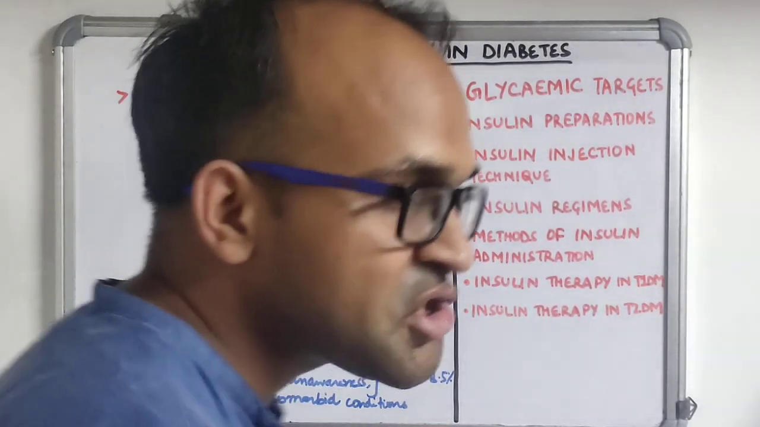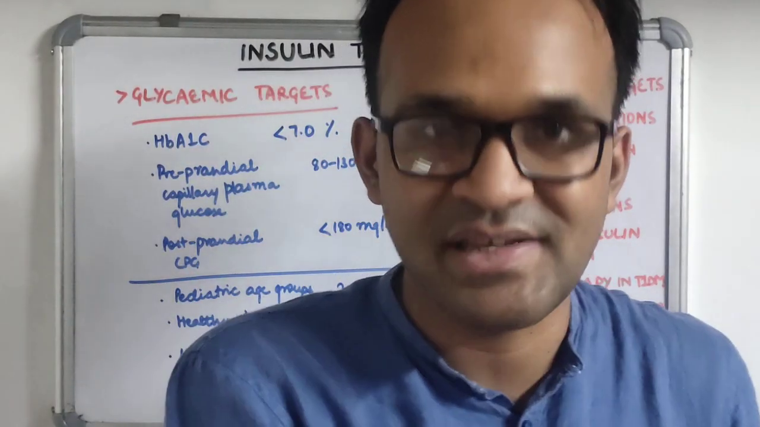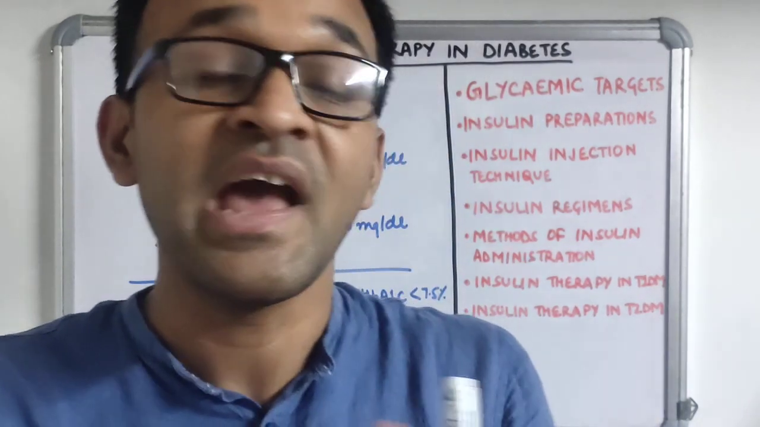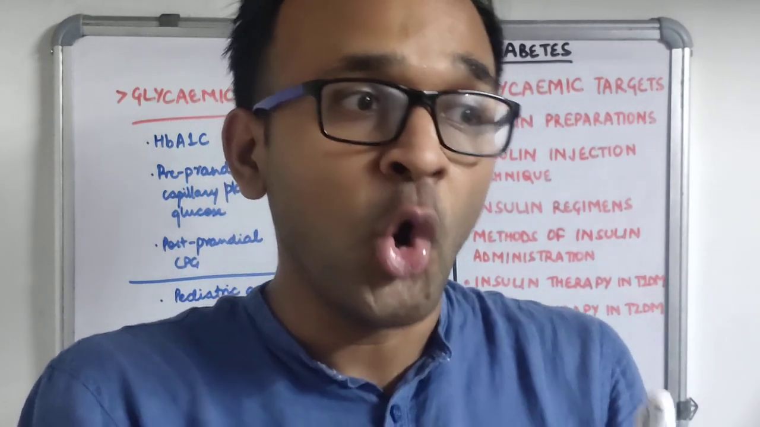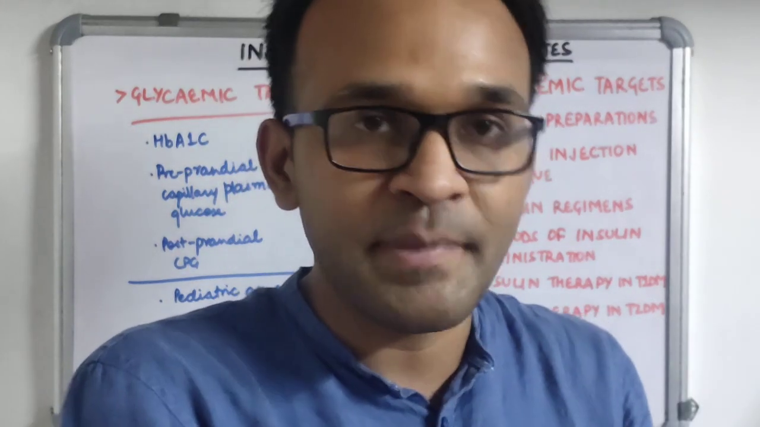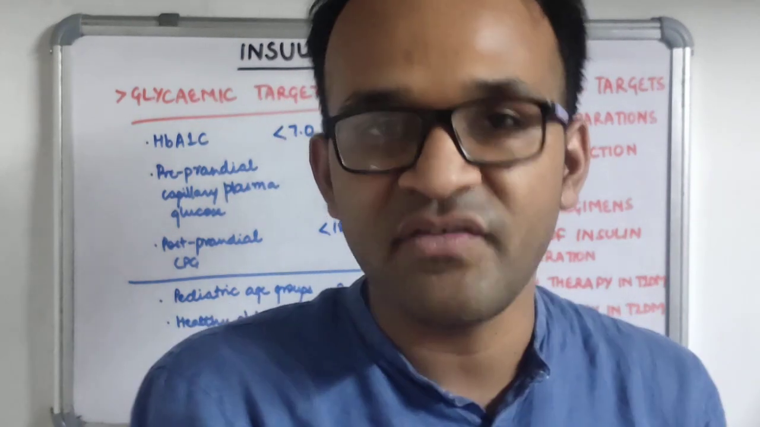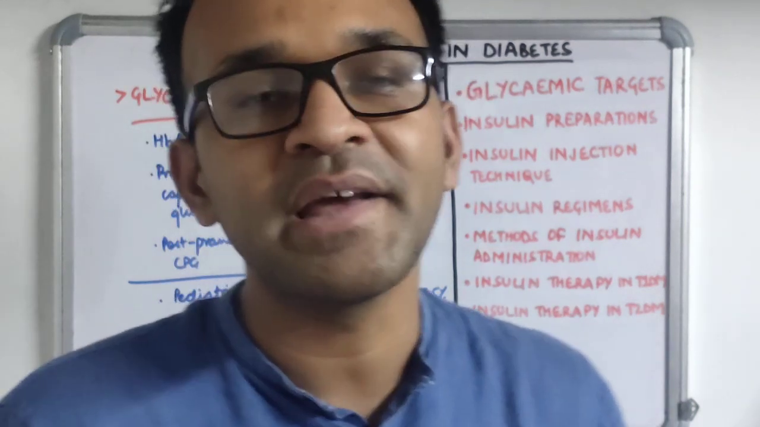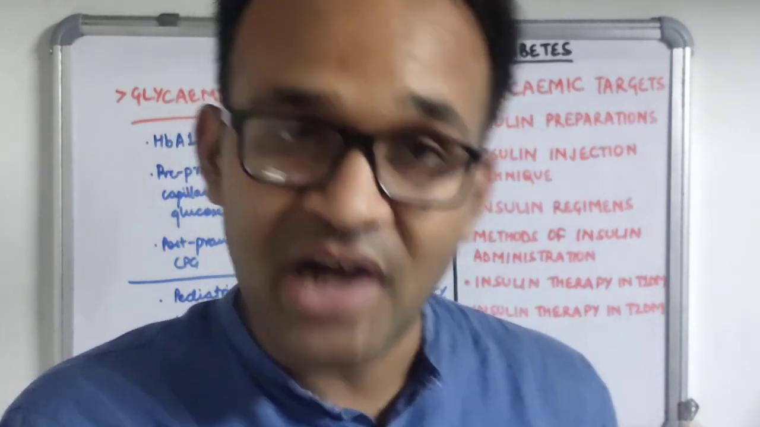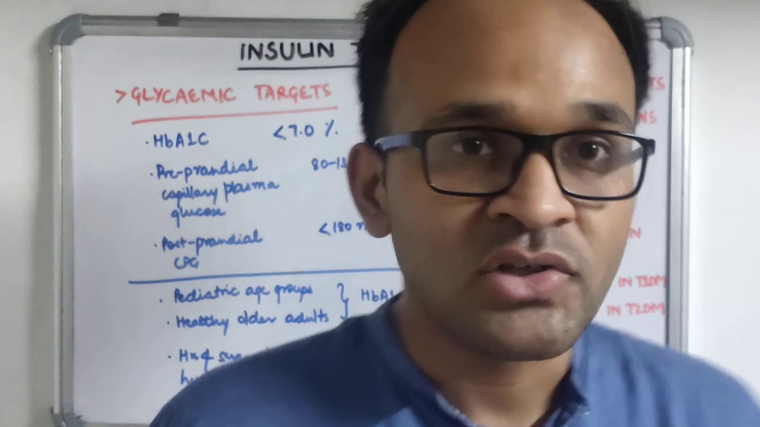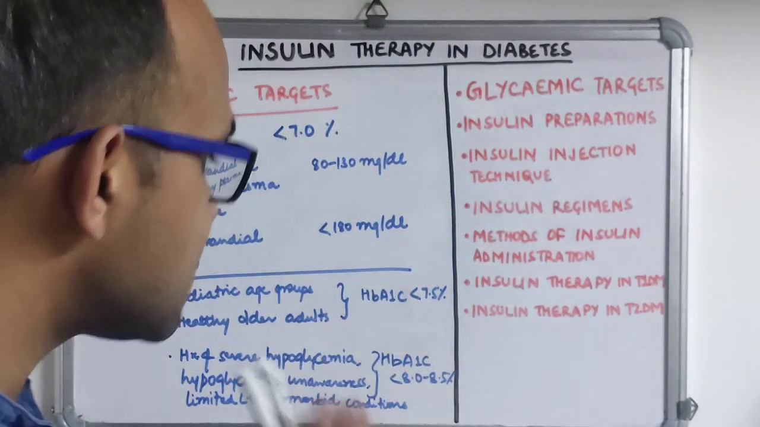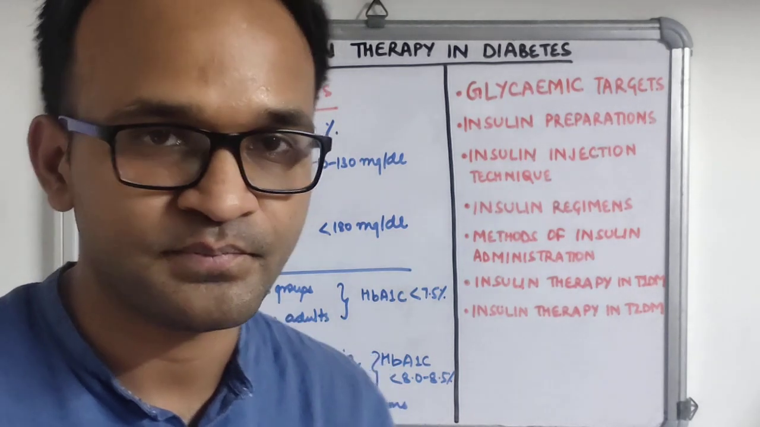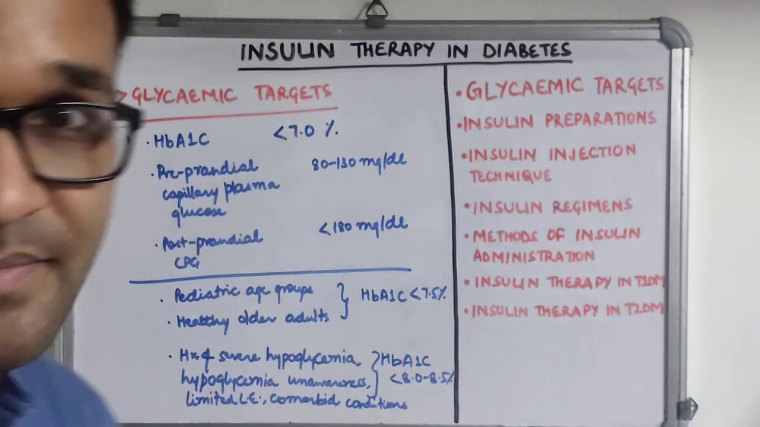So in the group of population who have a high risk of going into hypoglycemia, like those who already have a history of severe hypoglycemia, or who have hypoglycemia unawareness, or older patients with poor health who have limited life expectancy, or who have advanced micro or macrovascular complications of diabetes, like advanced cardiovascular disease, in that population an HbA1c of less than 8 to 8.5% is very much reasonable. So this is about the glycemic targets.